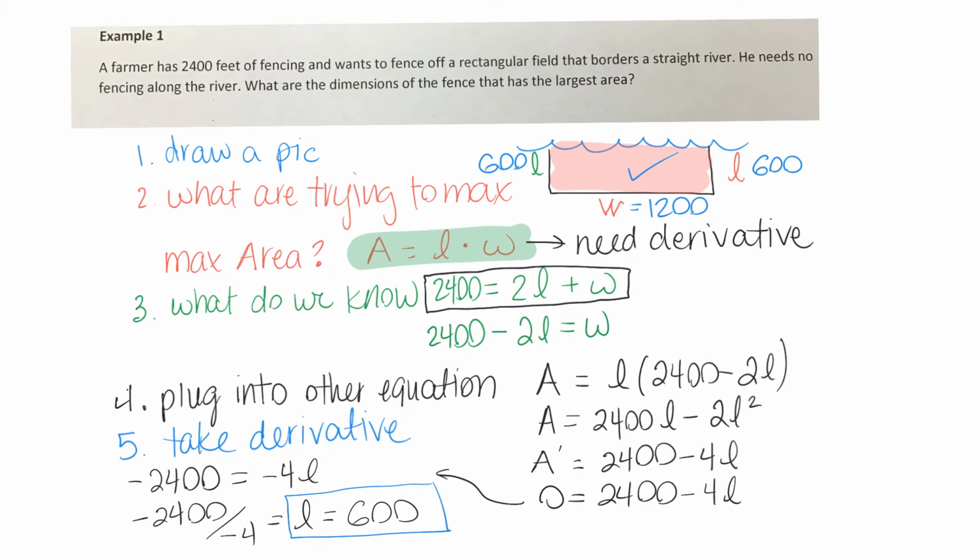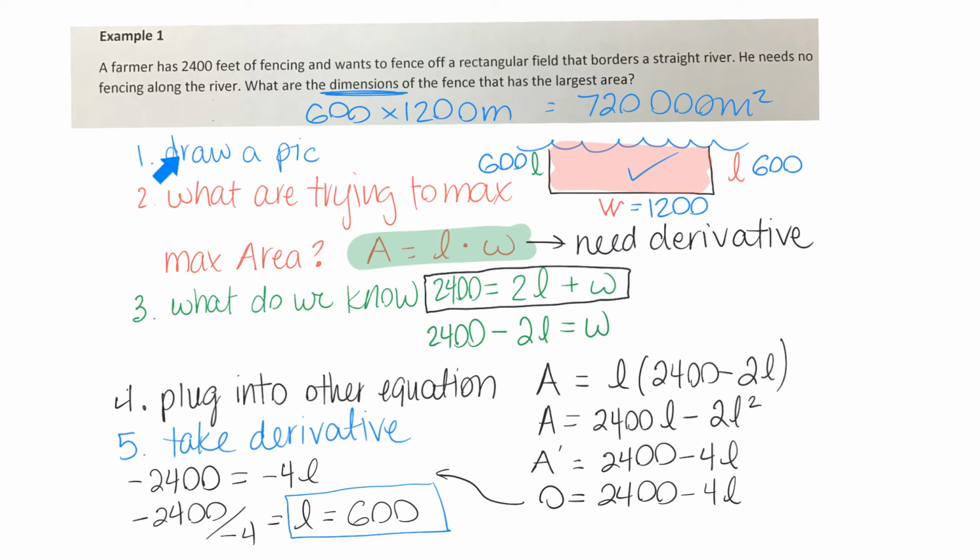Okay, and so what were we asking? What are the dimensions of the fence? So we asked for dimensions of the fence. So therefore it's 600 by 1200 meters. And if we were asked for the area, well then we would just figure that out. 600 times 1200 is 720,000 meters squared. But it was asking for dimensions. Okay, see how that works?